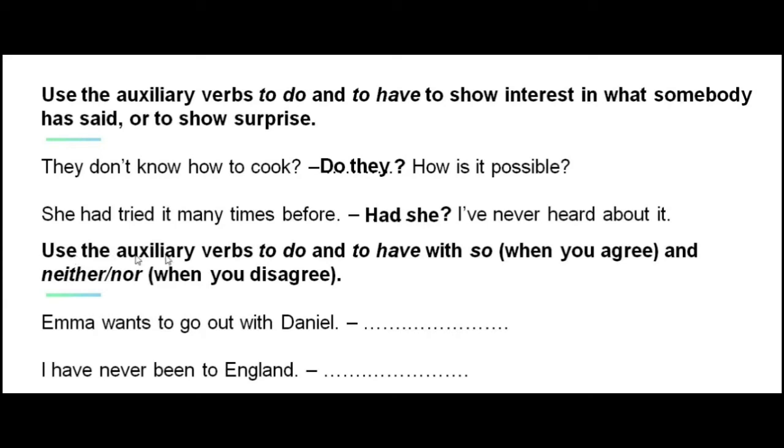Remember that we use the auxiliary verbs to do and to have with so, when you agree, and neither or nor when you disagree. Read the following sentences and provide a response using the appropriate form of the helping verbs. Emma wants to go out with Danielle. So does Ellen. I've never been to England. Neither have I.